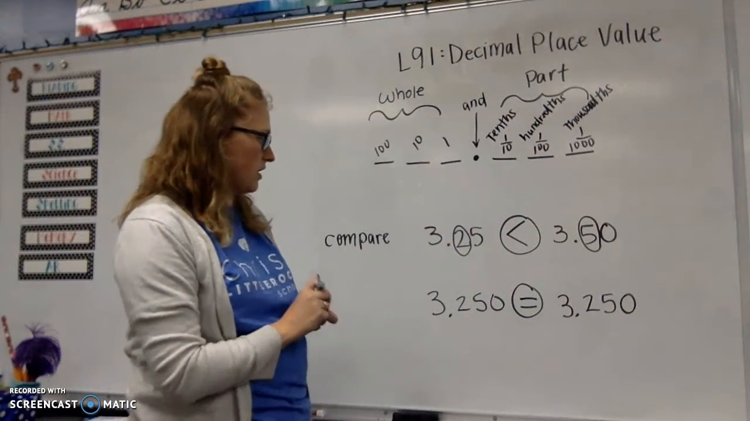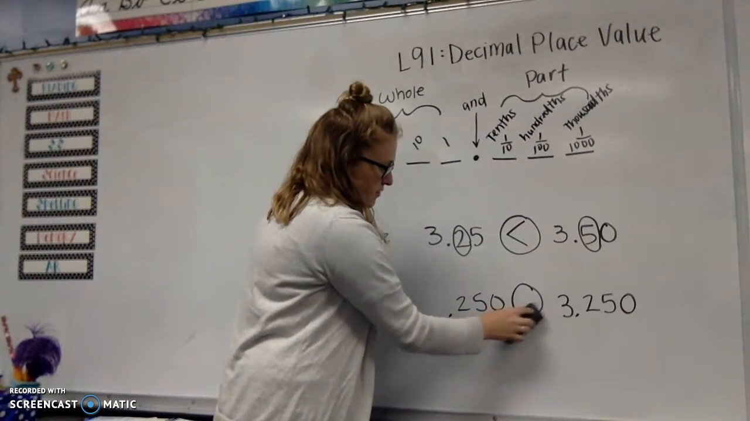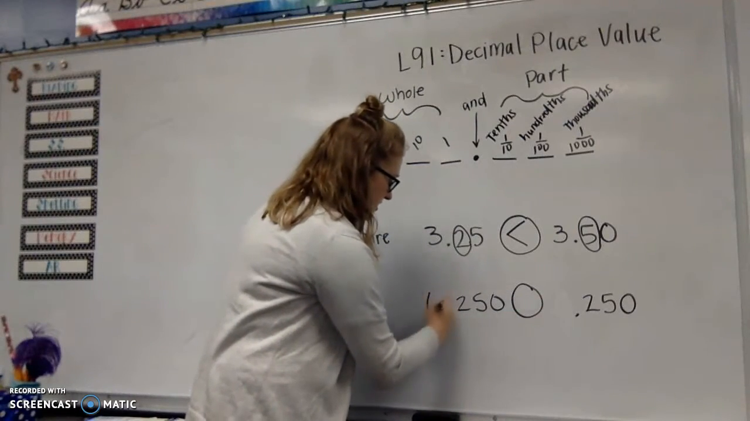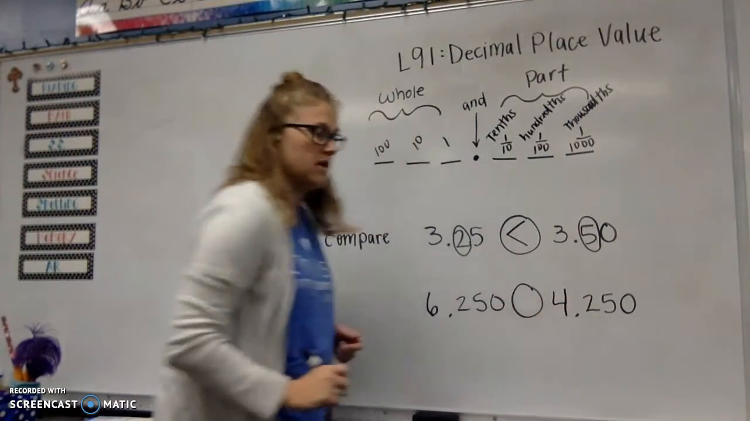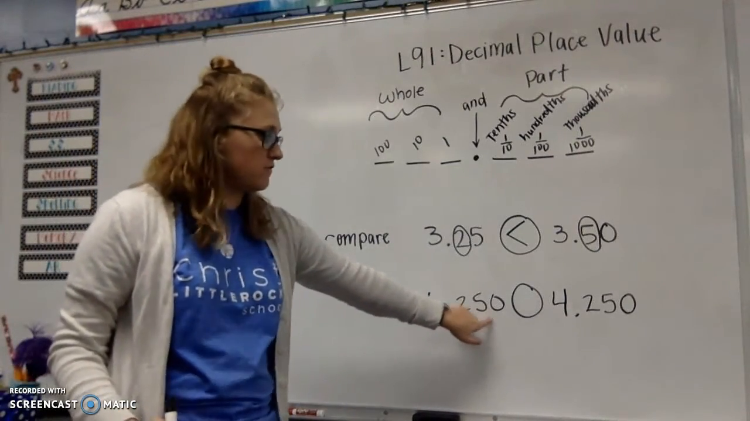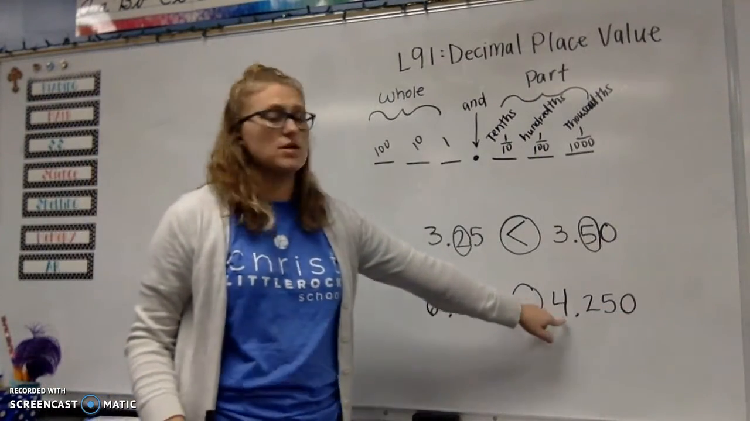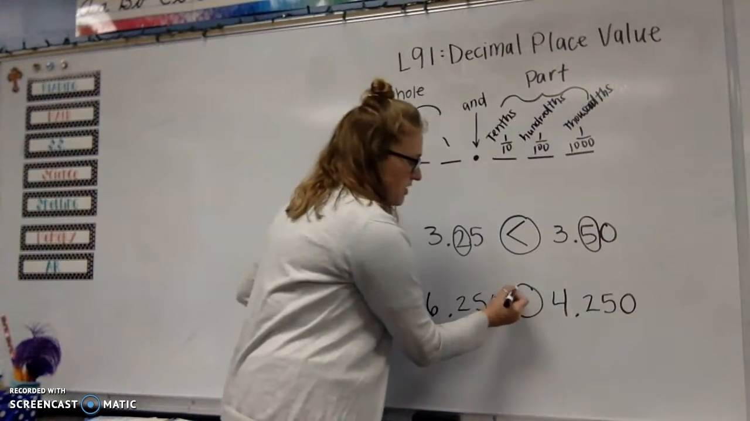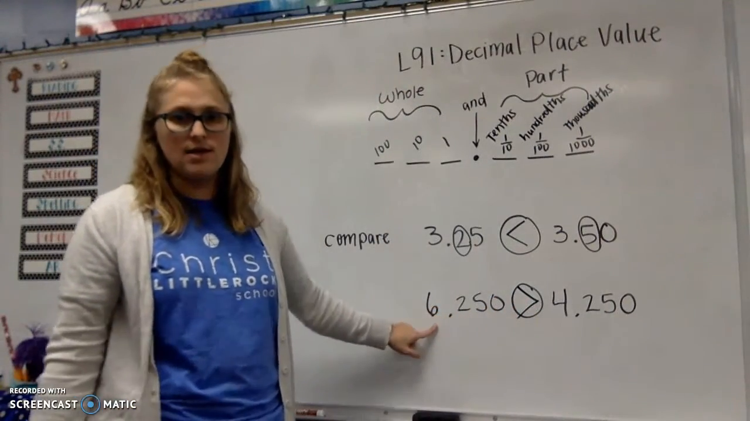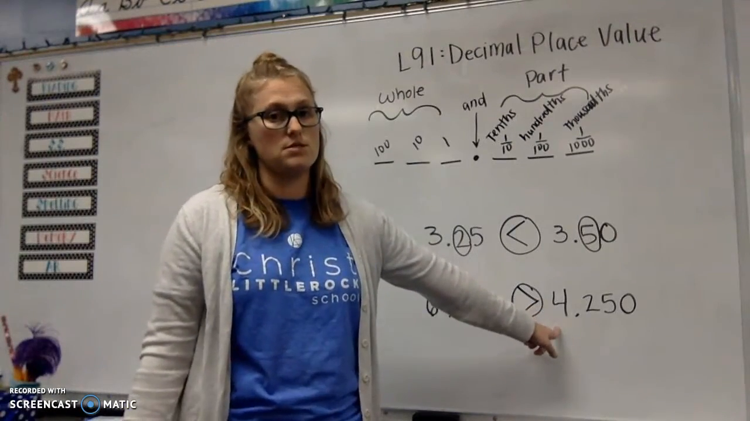Now, if our whole number is different from each other, and this one was a 6 and this one was a 4, 6 wholes and 250 thousandths, it doesn't matter that the 250 thousandths is the same, because this one has 6 wholes and this one has 4 wholes, so we know that the 6 is larger. No matter what extras it has on it, 6 whole pieces of pizza is always going to be bigger than 4 whole pieces of pizza.